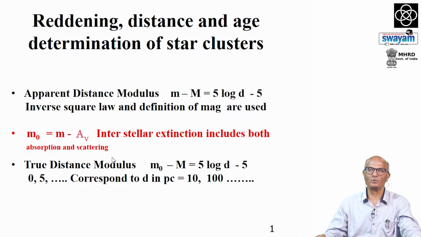So, from this combination, we can derive the actual distance from the true distance modulus. The difference between apparent and true distance modulus is that in case of true distance modulus, the effect due to interstellar extinction has been taken care of. And from this equation we can see that if true distance modulus is 0, 5 and so on, this corresponds to a distance of the object in units of parsec equal to 10, 100 and so on.